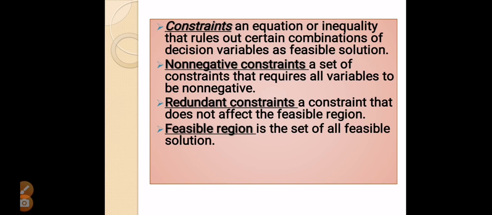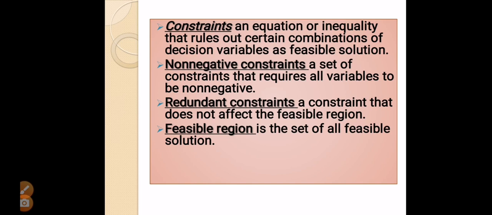When you want consistency between the solution of the problem and the observed reality, and in order to avoid implausible solutions to a linear problem, non-negative constraint variables must be added. Redundant constraint: a constraint that does not affect the feasible region. Its removal would not alter the feasible solution space.